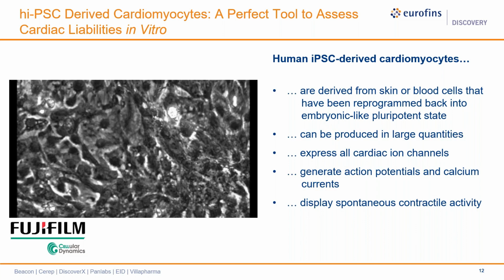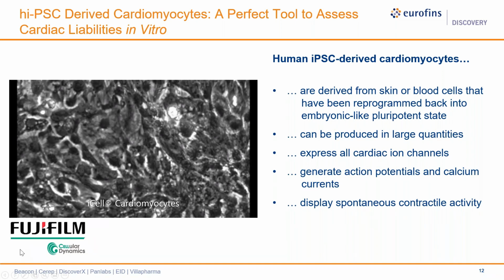Human induced pluripotent stem cell-derived cardiomyocytes are a very suitable tool to assess cardiac liabilities in vitro. The reason for this is because these cells are derived from skin or blood cells that have been reprogrammed back into an embryonic-like pluripotent state, and then they have been differentiated into cardiomyocytes. And so for this reason, they can be produced in large quantities, and that makes them suitable for in vitro testing.